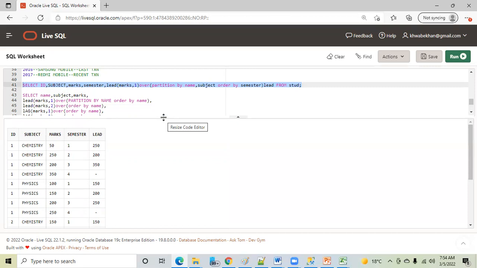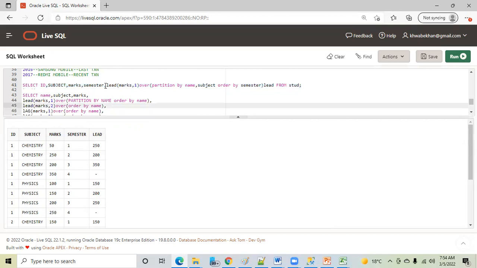Your question was, we have to find the ID where marks are increasing, right? Marks are increasing with respect to subject. Correct. Okay, got it.